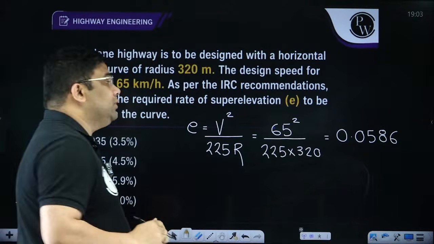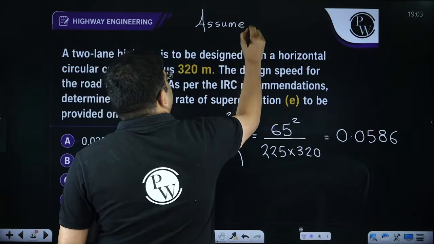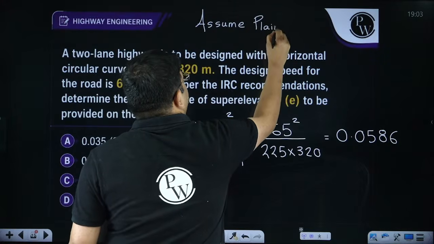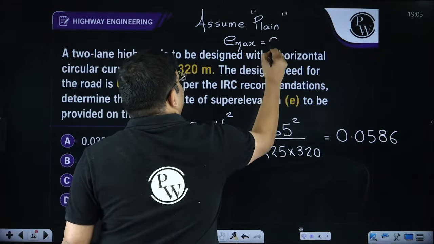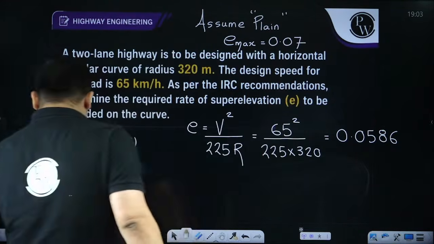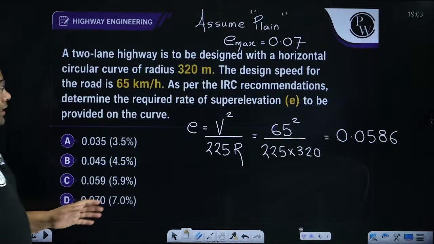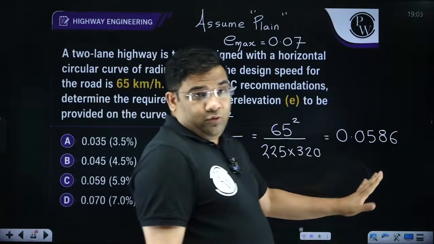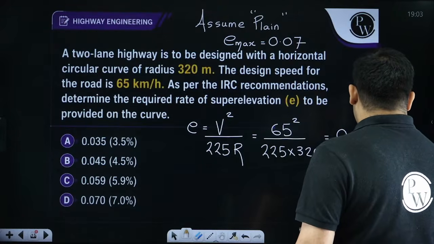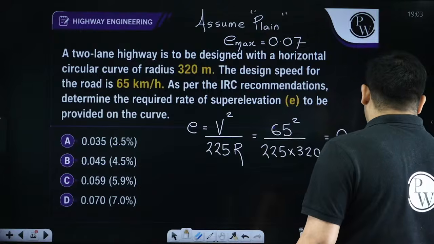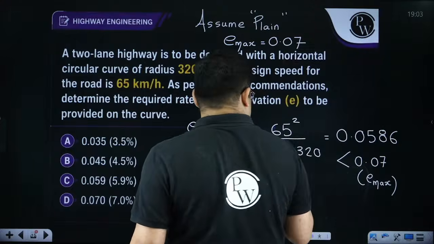Now, nothing is mentioned in the question, so we'll assume what? Plain terrain. As I have told, if nothing is mentioned in the question, we'll assume plain terrain. So, as per that, what is the maximum value? The maximum value of E for plain terrain is 0.07. Now, the superelevation you are getting, 0.0586, is less than this 0.07, which is the maximum value. That means whatever value you are getting, it is fine. Yes, it is coming less, so it is fine.